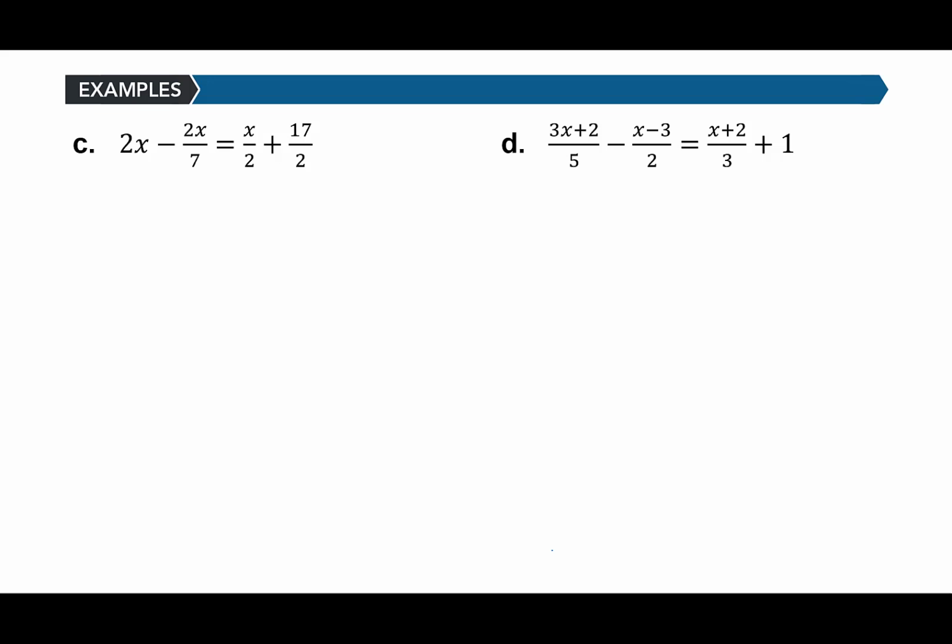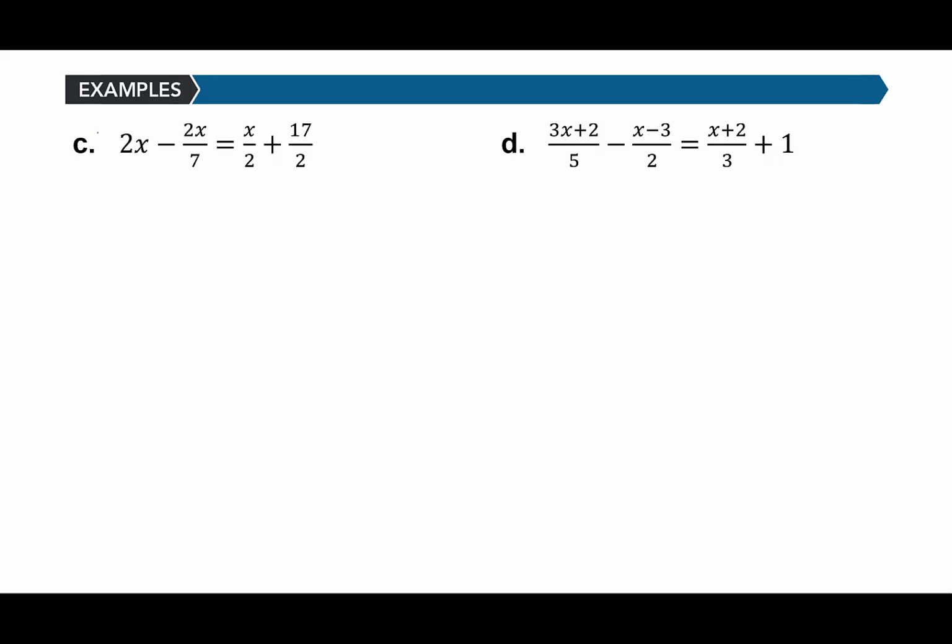Two other examples. Again, if you want to pause and work these through, that would be fine. Part C is 2x minus 2x divided by 7 equals x divided by 2 plus 17 divided by 2. This equation is a linear equation because the variable is raised to the 1 and it's in the numerator of these fractions. The first step I want to do is to clear the fractions by multiplying each side by the least common denominator of 14.